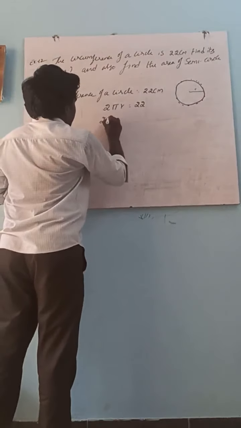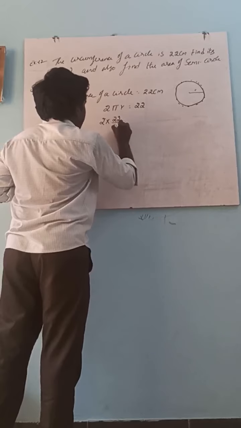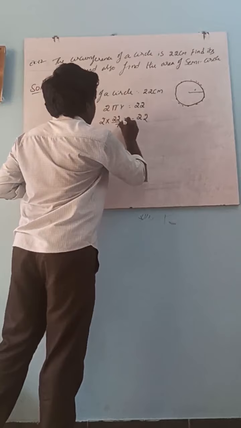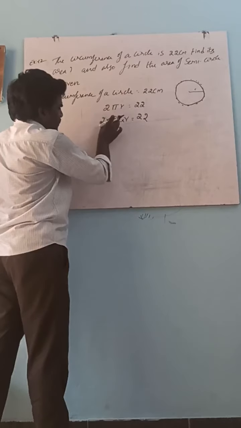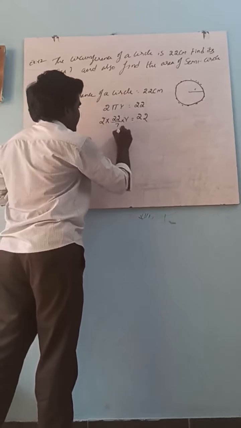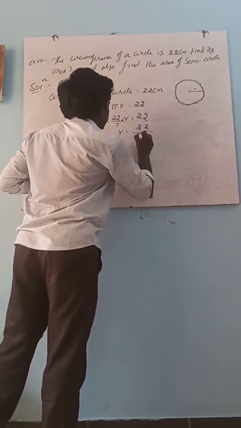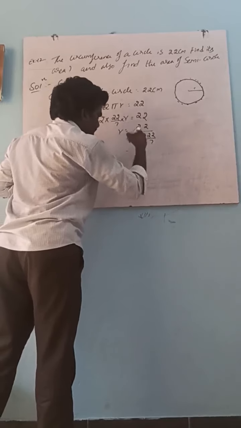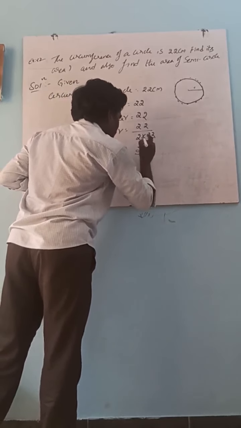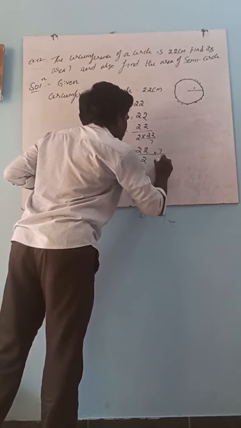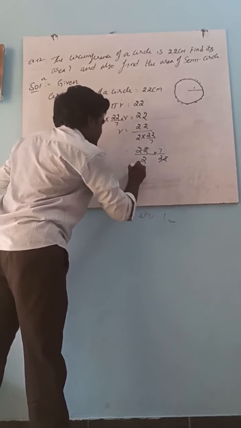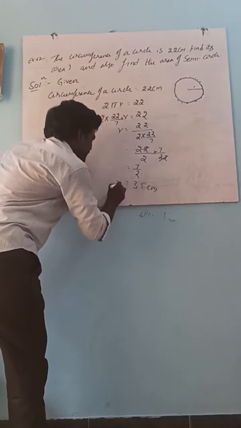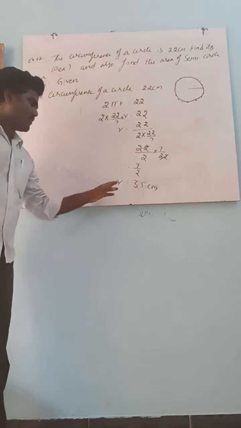Here pi is how much? 22 by 7. Its approximate value is 3.14. Here 2 into 22 by 7 is multiplied, so this multiple goes to divide. r is equal to 22 by 2 into 22 by 7. The denominator fraction becomes its reciprocal: 22 by 2 into 7 by 22. 22 cancels, 7 by 2. 7 by 2 is equal to 3.5 centimeter. The radius of the circle is 3.5 centimeter.